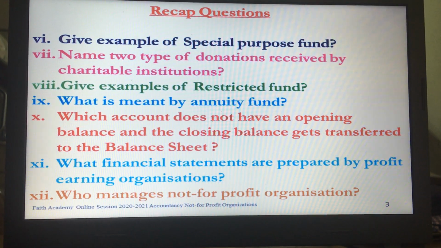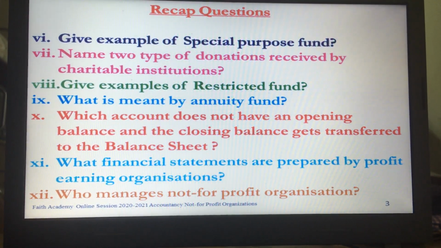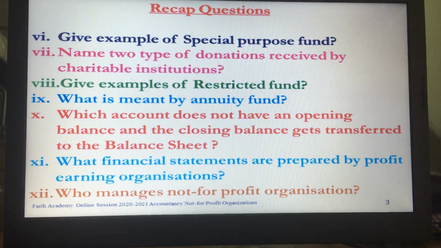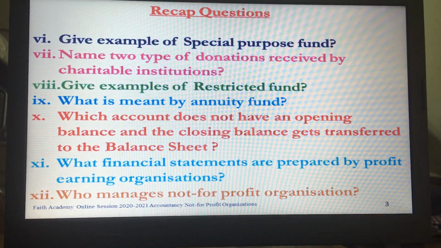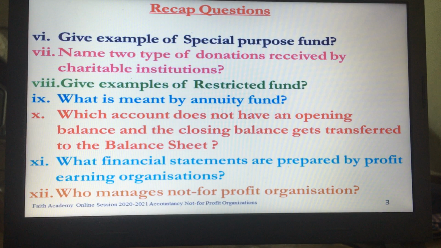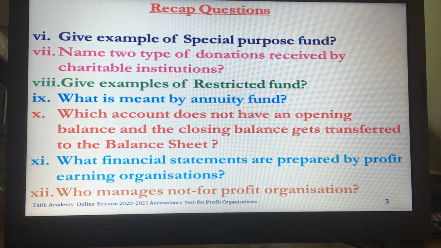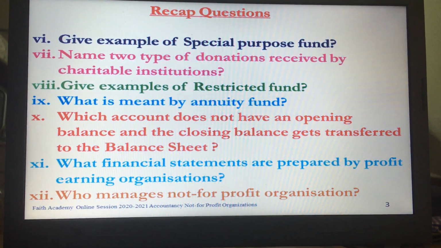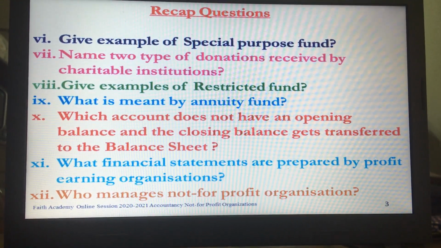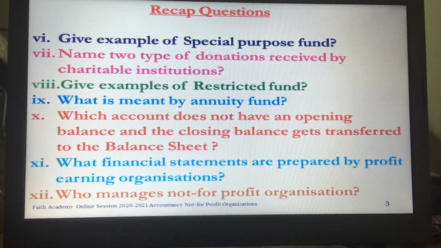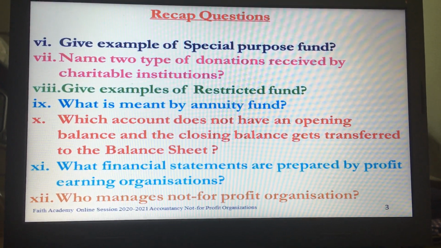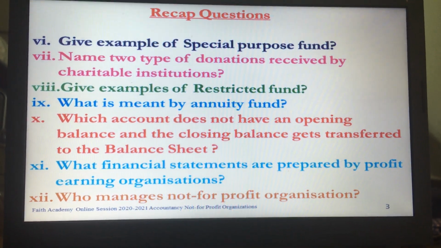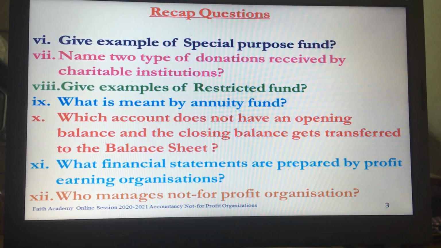Give example of special purpose fund. Name 2 types of donations received by charitable institutions. Give examples of restricted fund. What is meant by annuity fund? Which account does not have an opening balance and the closing balance gets transferred to the balance sheet? What financial statements are prepared by profit earning organizations? Who manages not-for-profit organizations? Children, all these questions have been covered in the sessions done before.